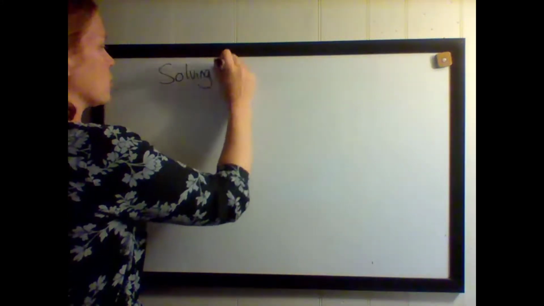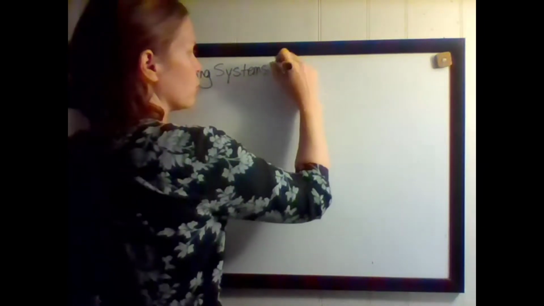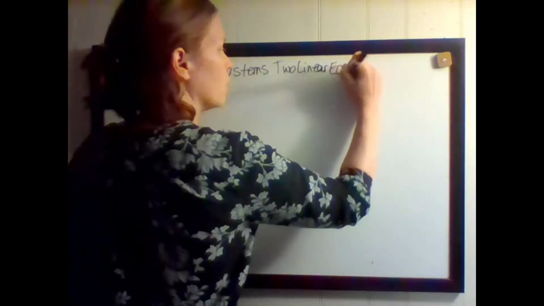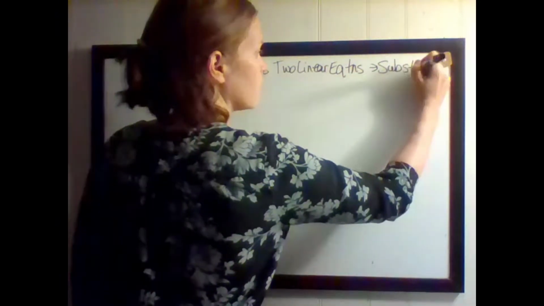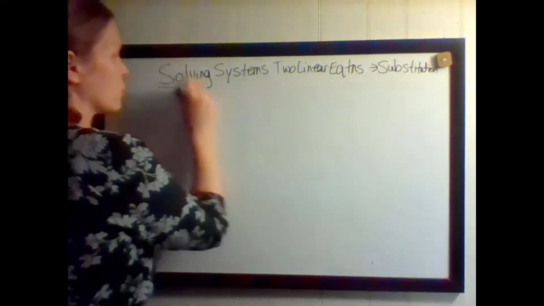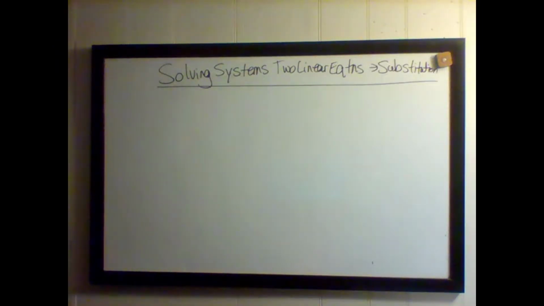Solving systems of two linear equations by substitution. So there's three ways to solve systems of linear equations, two linear equations. This is one of the methods, substitution.